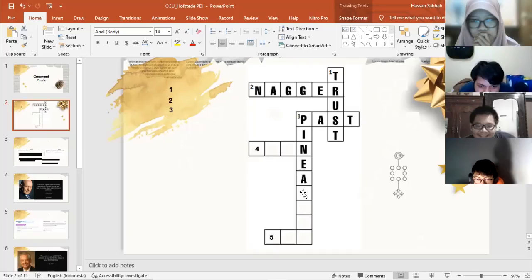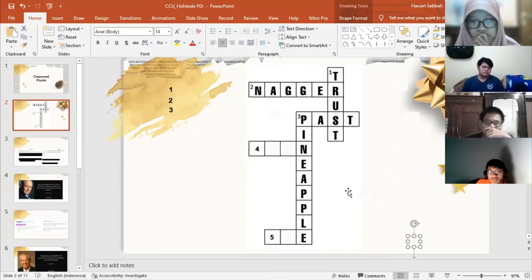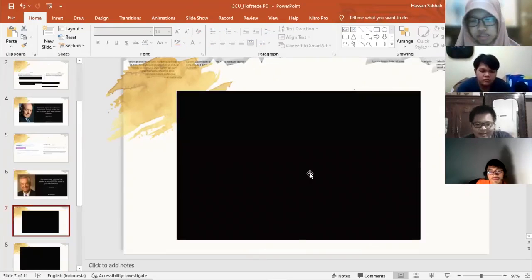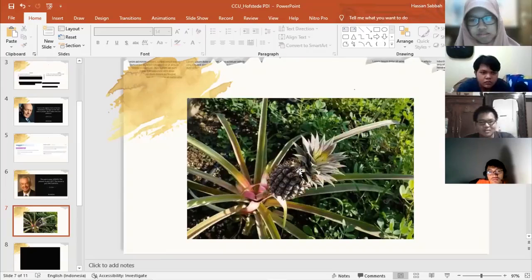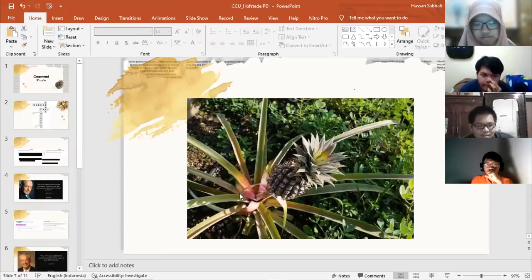I think this is from common words from Japanese that I used to learn back then. Oh, nice explanation. Yes. The reason why it is called a chicken in the garden is because the leaf of pineapple looks like the tail of a chicken. Yeah, it's like that.